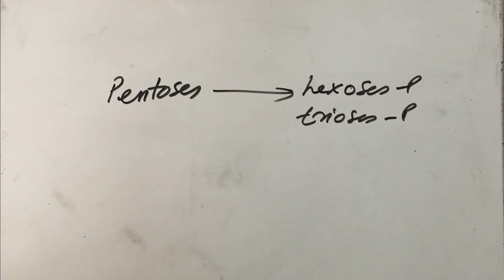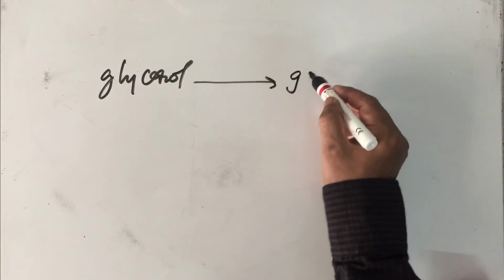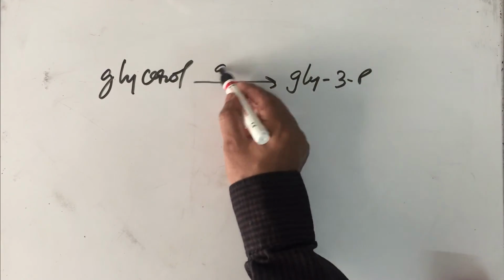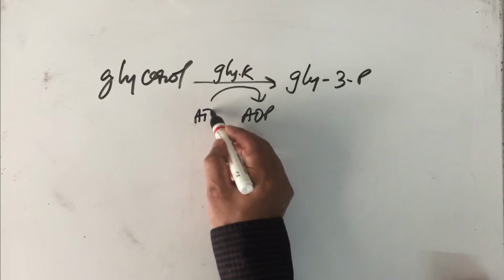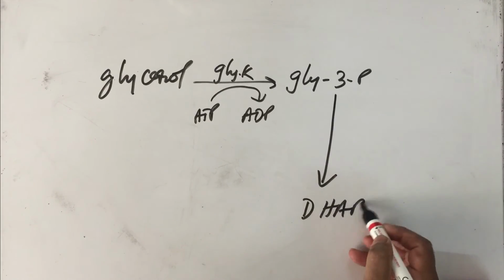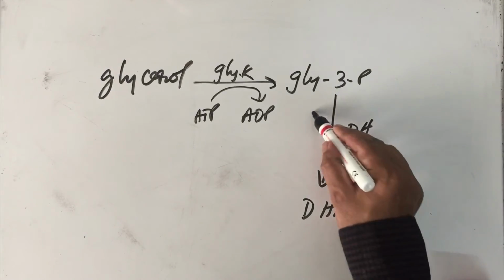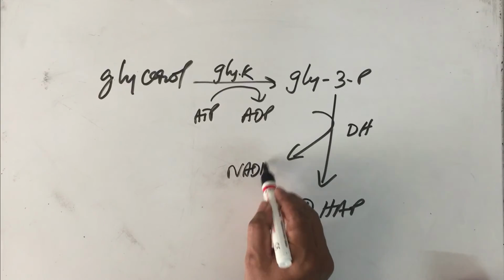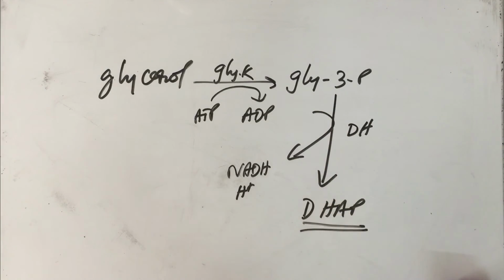The last molecule which is derived from fat that can enter into glycolytic pathway is glycerol. So we have seen a little while ago that glycerol will be converted to glycerol 3-phosphate by glycerol kinase enzyme, using ATP. Once glycerol 3-phosphate is formed, this can very easily be converted to dihydroxyacetone phosphate, and this is by glycerol 3-phosphate dehydrogenase enzyme. Okay, so therefore this is NADH plus H plus.